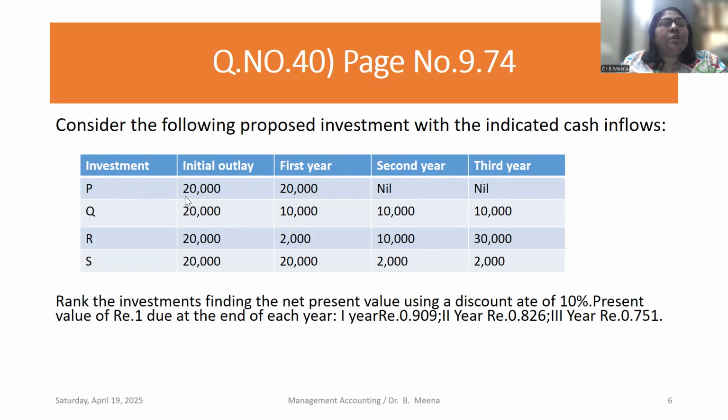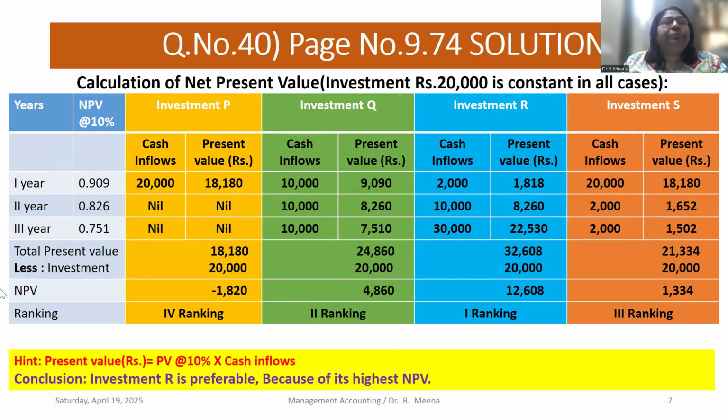Look at this. We have four investments, P, Q, R, S. The initial outlays were given, and then the first year, second year, third year cash inflows were given. The question is to rank the investments by finding the net present value using a discount rate of 10%. The present value of rupee 1 due at the end of each year is given in the problem. So look at the solution.